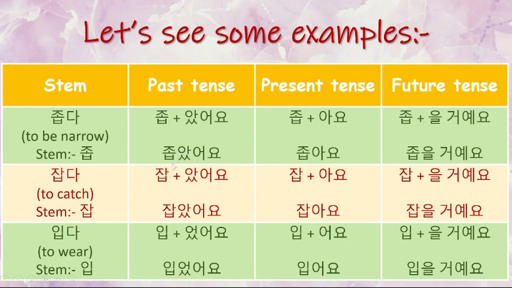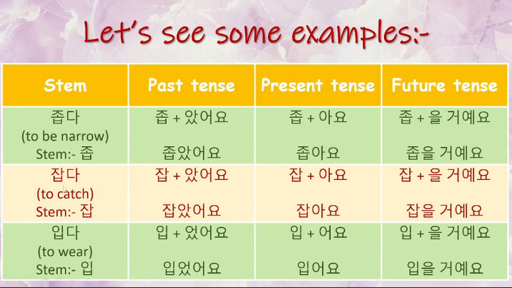It will be conjugated as 좁았어요. In present tense, 좁아요, and in future tense, 좁을 거예요. Very easy conjugation. We already know how to conjugate verbs and adjectives in the past, present and future tense. वो same rule ही यहाँ apply होगा.